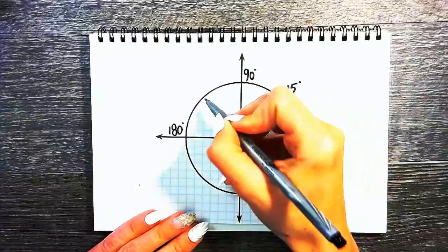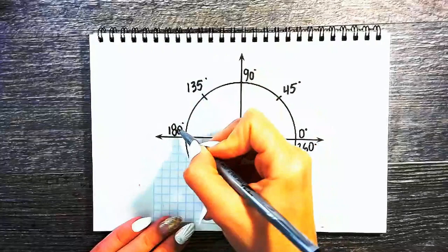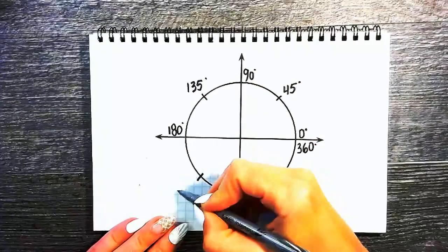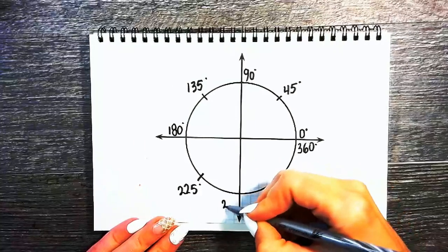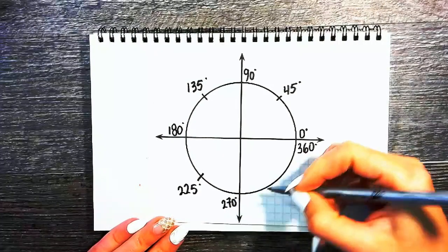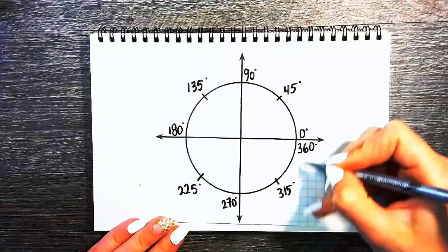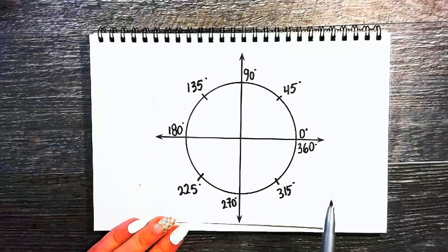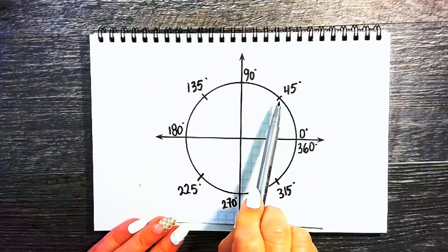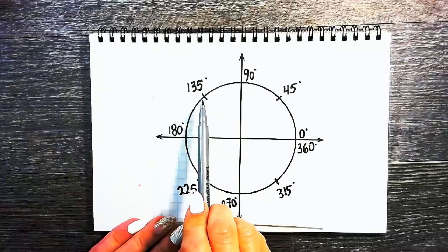45, 90, 135, 180, 225, 270, 315, 360. If that's a little bit too hard for you to do, which it really might be, remember that you can add 45 by adding 100 and taking away 10.